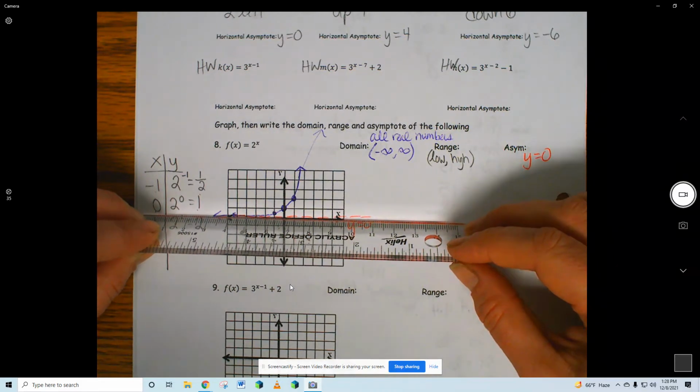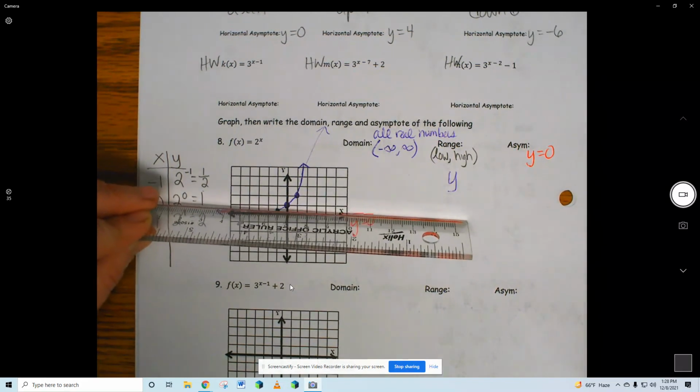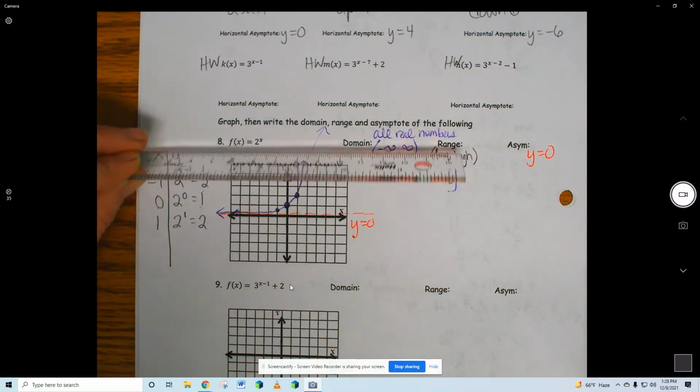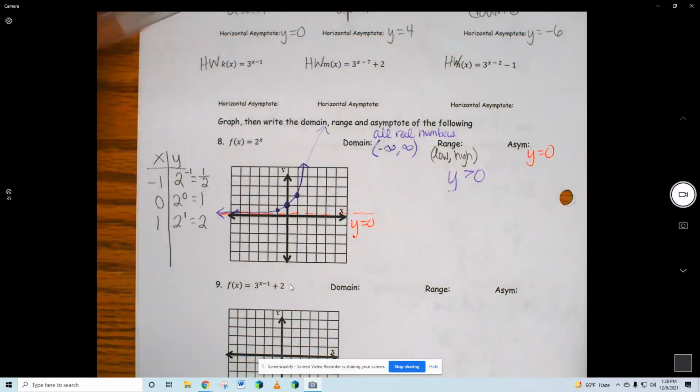So, my range is going to be y. So it's at 0 and then 1, 2, 3, 4, 5, 6, 7, 8, 9, 10, 11. y is greater than 0. It's not or equal to 0 because it never touches 0.